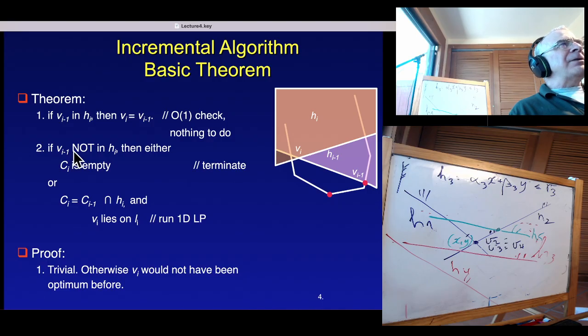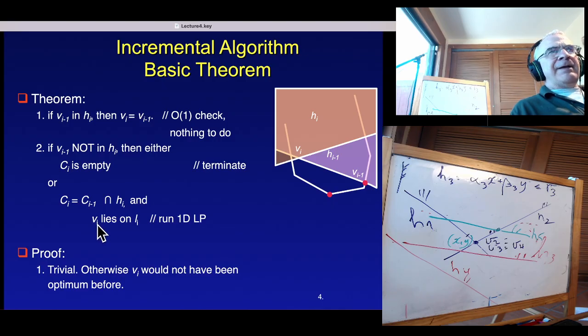If v_{i-1} is not in H_i, then possibly you don't have a solution at all. Possibly there is no solution because the feasible region is empty. However, if there is a solution, then of course C_i equals C_{i-1} intersection with H_i. That's just a definition of what C_i is, the intersection of everybody. But that's the heart of the algorithm.